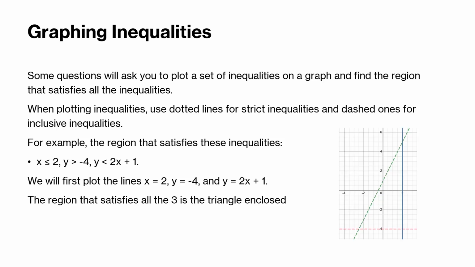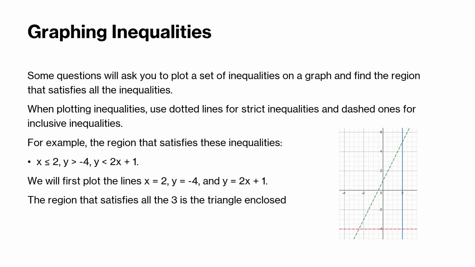We have x equals 2, the blue line. We have x equals minus 4, the red line. Y equals minus 4, the red line, and y equals 2x plus 1, the green line. Once again, take care. The blue one is solid because that is the inclusive inequality, x is less than or equal to 2. The other ones are dashed because they are not inclusive. They are strict inequalities. The region that satisfies all 3 is the triangle enclosed.